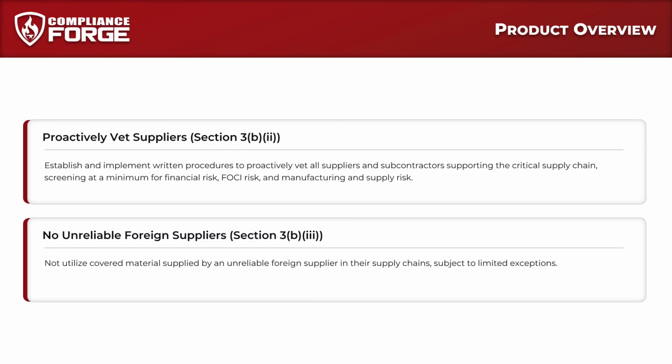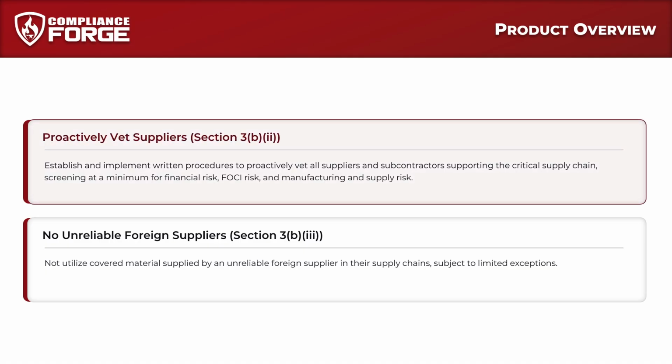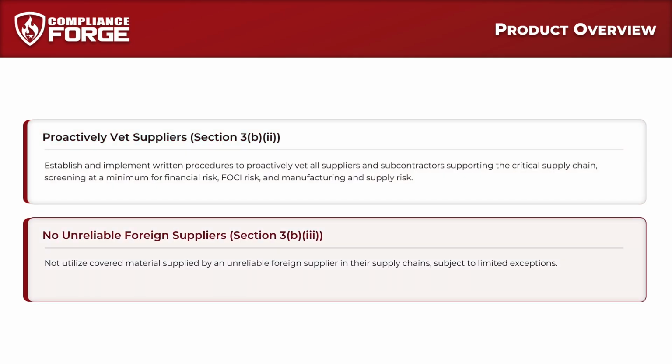Executive Order 14415, Section 3, contains the key IBOM components, where contractors must do two things. Establish and implement written procedures to proactively vet all suppliers and subcontractors supporting the critical supply chain, screening at a minimum for financial risk, foreign ownership, control or influence risk, and manufacturing and supply risk. And not utilize covered material supplied by an unreliable foreign supplier in their supply chains, subject to limited exceptions.